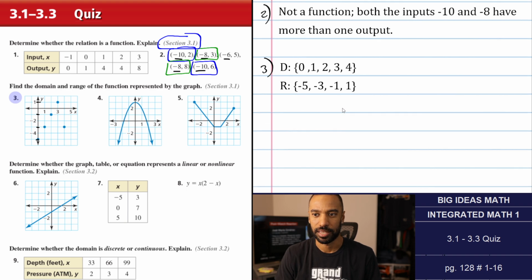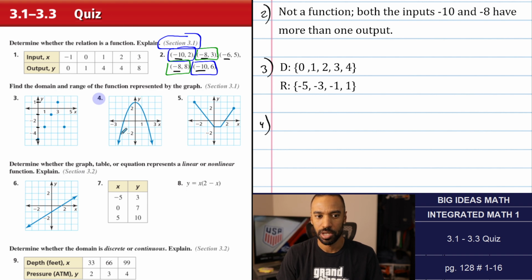That's not what is happening here. Now, I wrote them as a list because it was a discrete relation. They are separate that way. Let's move to number 4, where we do not have a discrete relation. We have a continuous relation.